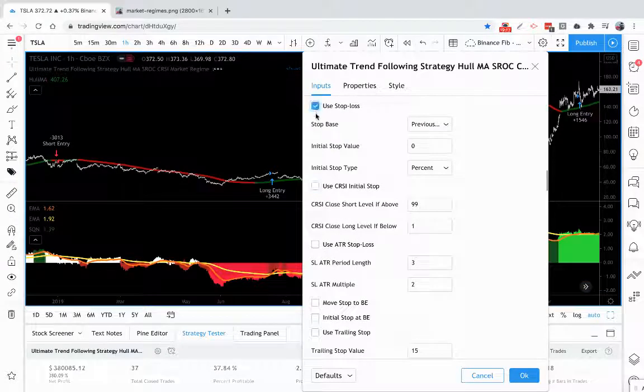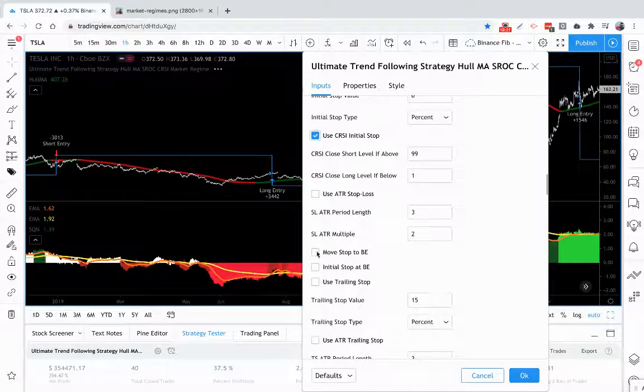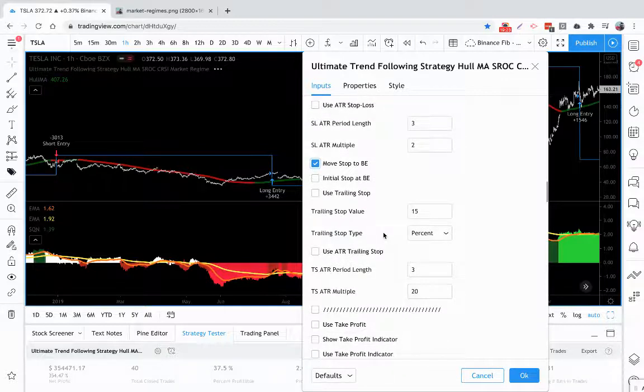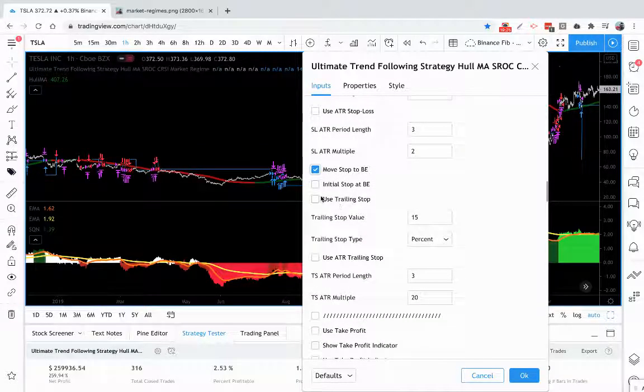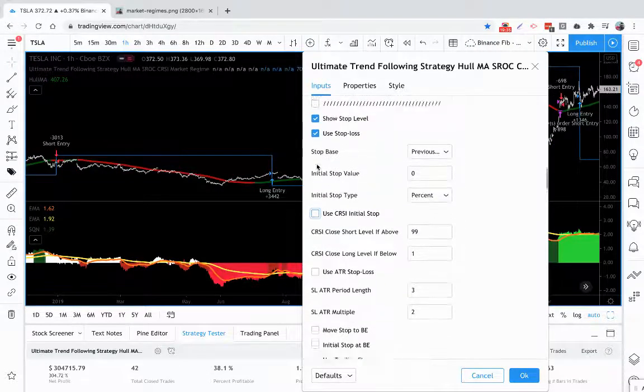So let's just go through this. We're going to have a stop loss. We're going to use Connors RSI also. We're going to have move stop to break even. And instead of a regular trailing stop, I want to use an average true range trailing stop. And now they're all working together. So that's how stop losses can be utilized.